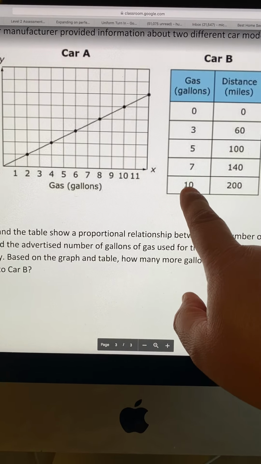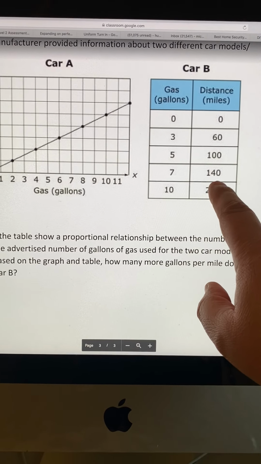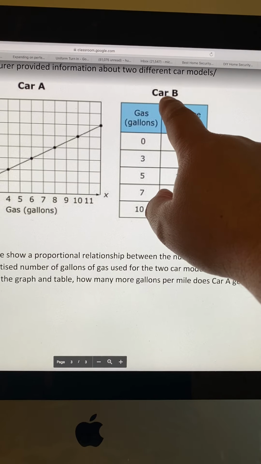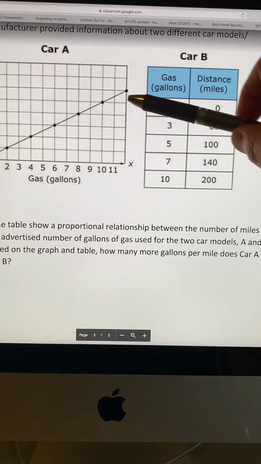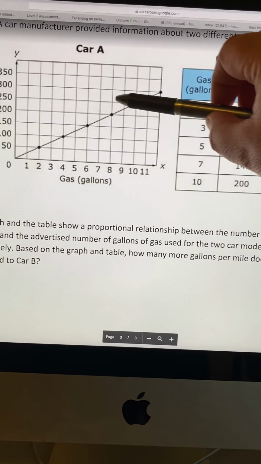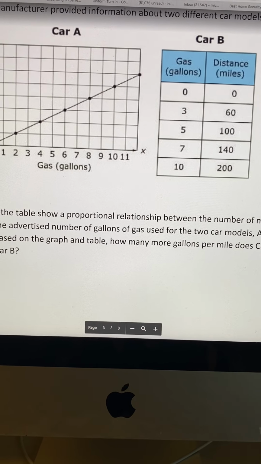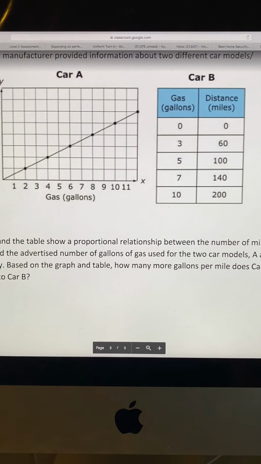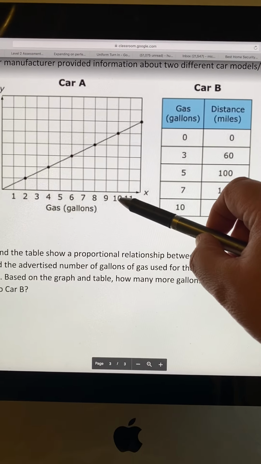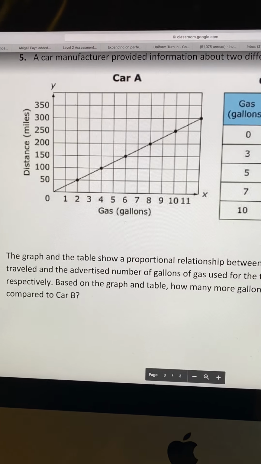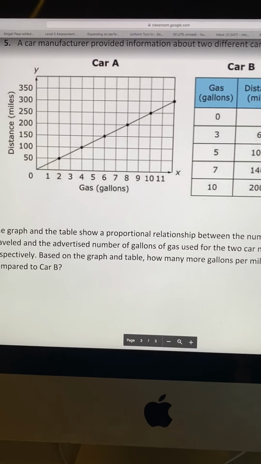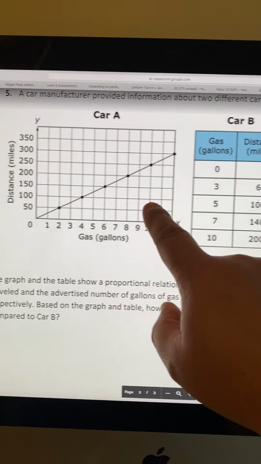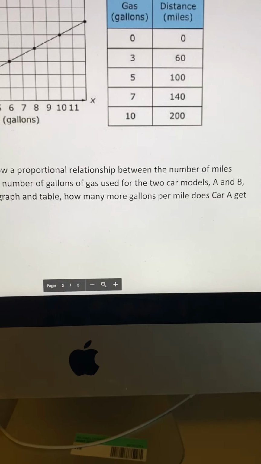Look at that. You've got 10 right here. You get 200 miles for 10 gallons. That means you're getting 20 miles to the gallon for car B. Over here, I get 250 miles. That means I'm getting 25 miles to the gallon. Okay, 250 miles for 10 gallons of gas. That's 25 miles per gallon. This one, car A, gets better gas mileage, 25 miles per gallon, than car B, 20 miles per gallon.